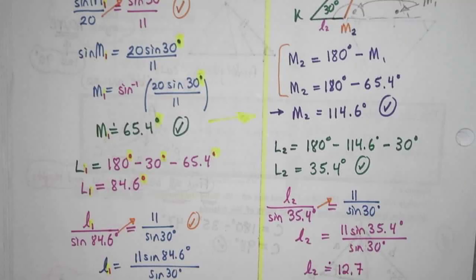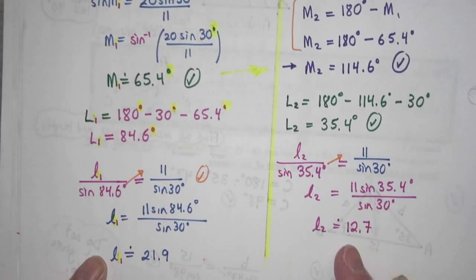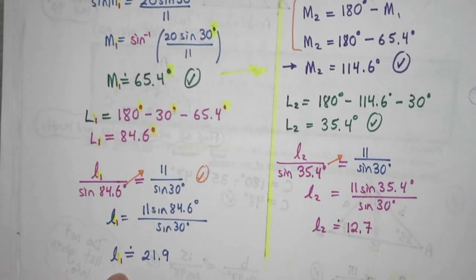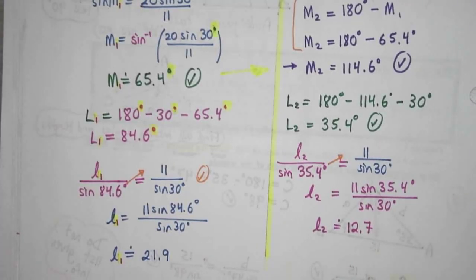Okay, 12.7. Is that shorter than the 21.9? Yeah, it is. And should it be? It should be, because we push it in. So the numbers make sense in terms of how big and small they are. Any questions?